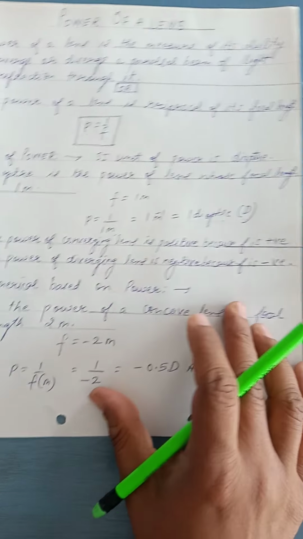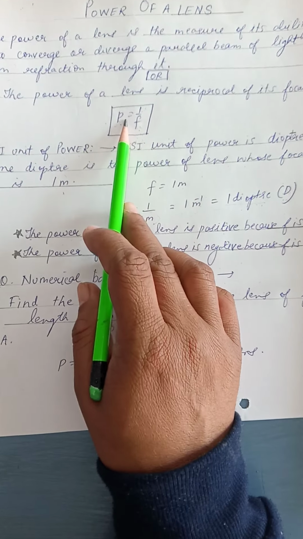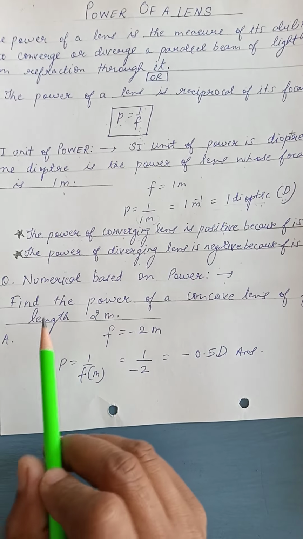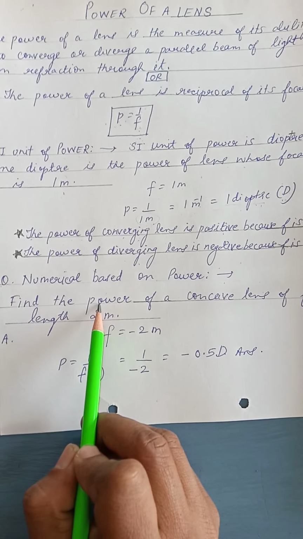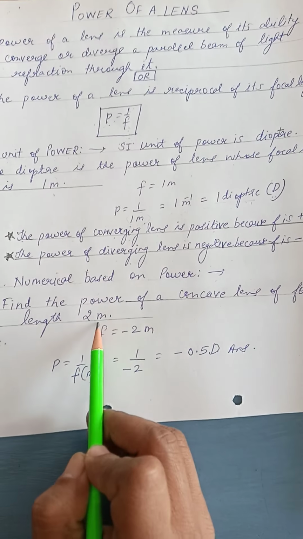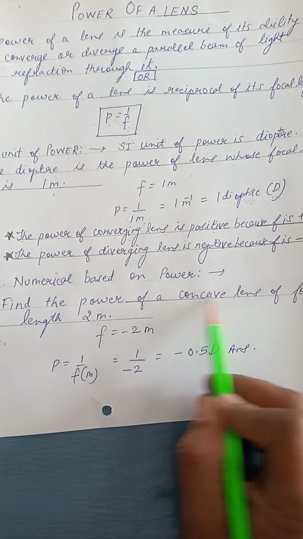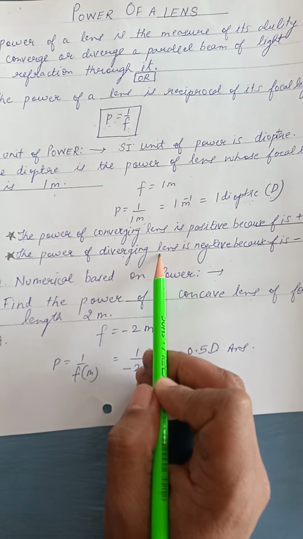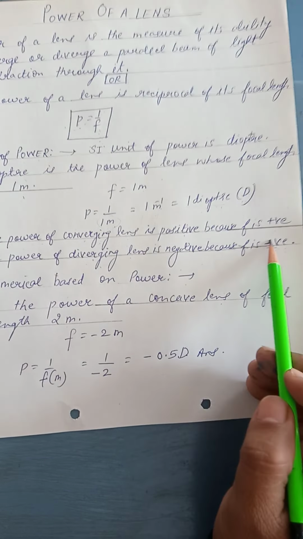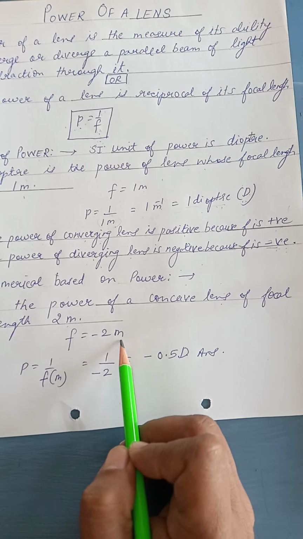Okay, so we are doing the numerical which is based on the power, that is 1 by f. Now here we are discussing one question. We have to find out the power of a concave lens of focal length 2 meter. We know that the concave lens is the diverging one, so here the focal length will be considered as negative. So for focal length f you will be writing minus 2 meter.